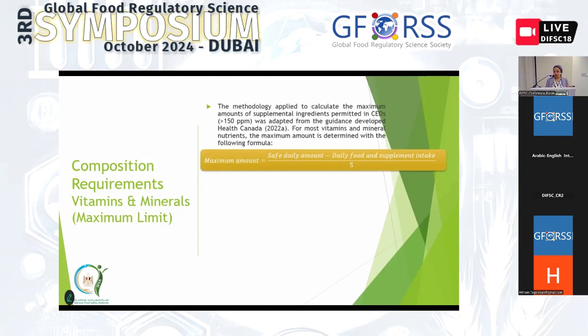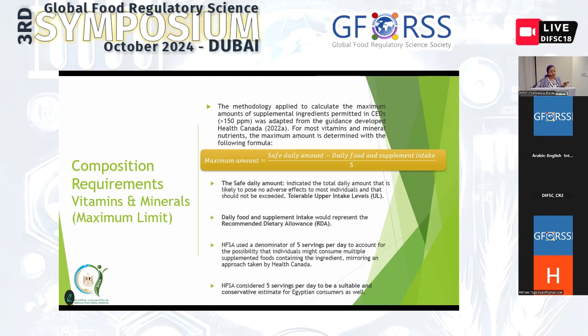The maximum amount of any vitamin or mineral would be formulated as follows: the safe daily amount minus the daily food and supplement intake, over 5. The safe daily amount is the tolerable upper intake level of any vitamin or mineral, which is the maximum safe amount to be ingested daily. The daily food and supplement intake would represent the RDA, or the recommended daily allowance of any vitamin or mineral, over 5.